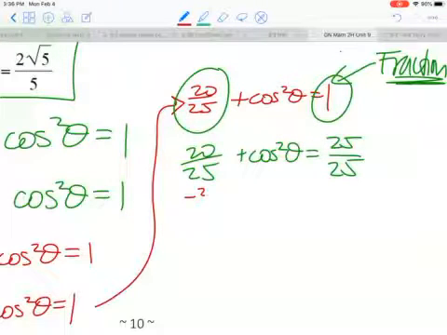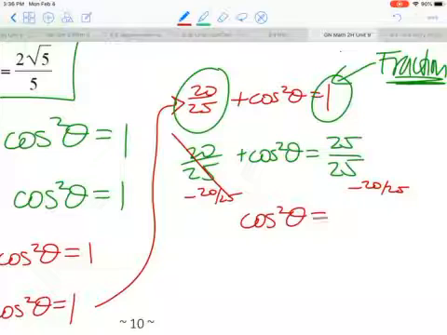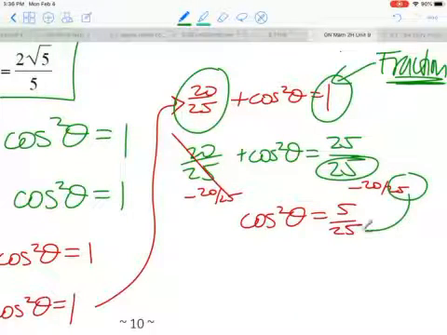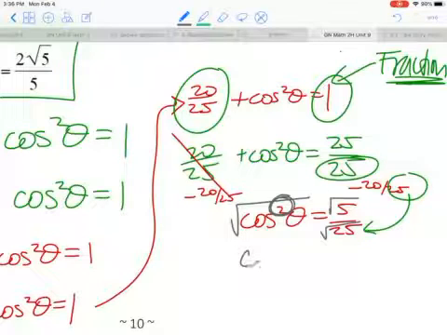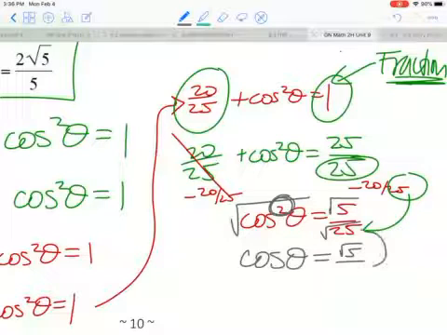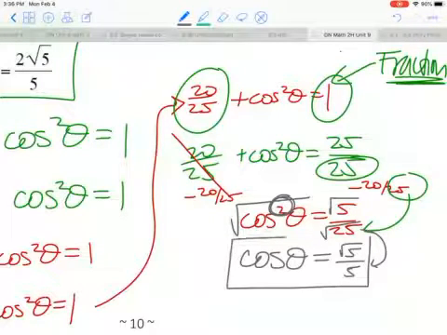So now we can subtract the fraction from both sides. So that goes away. And we get cosine squared equaling 5 over 25 because of these denominators being the same. And then we square root because of that 2. So cosine by itself is radical 5 over 5. And that's it. So the trickiest part is getting the 1 to become a fraction that you need.